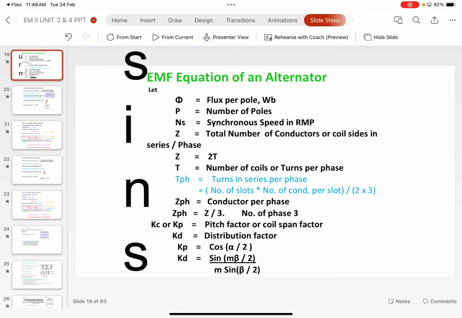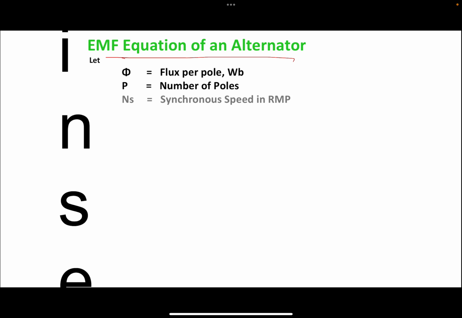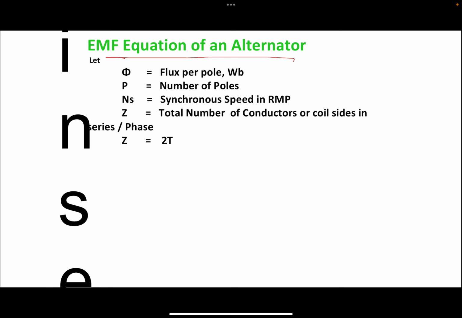Now we will try to discuss the EMF equation of an alternator. It is similar to that of the transformer EMF equation. So just quickly write down simultaneously. Let phi equal flux per pole. What are the additional things that are there? I'll try to discuss that. Phi equals flux per pole.